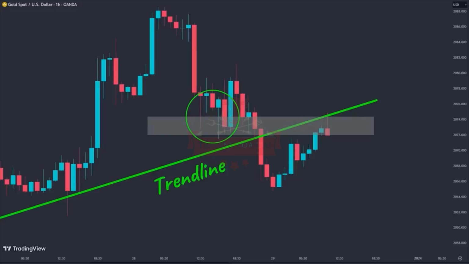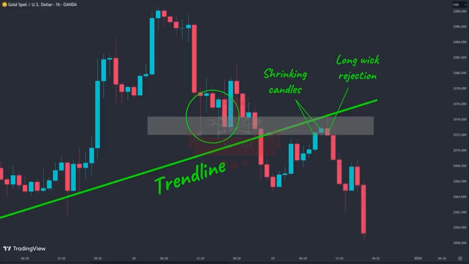Now, as we approach this level, we have shrinking candles showing a bullish momentum loss and a long wick candlestick formation rejecting this area and the back of the trend line, which is a great sign to open a sell position at this level.